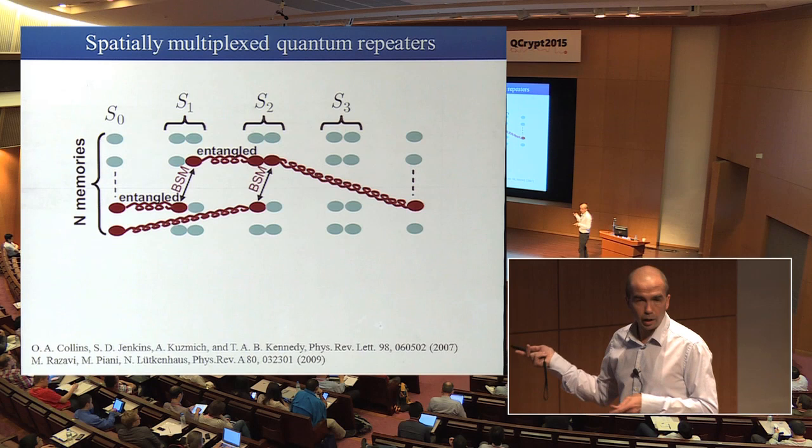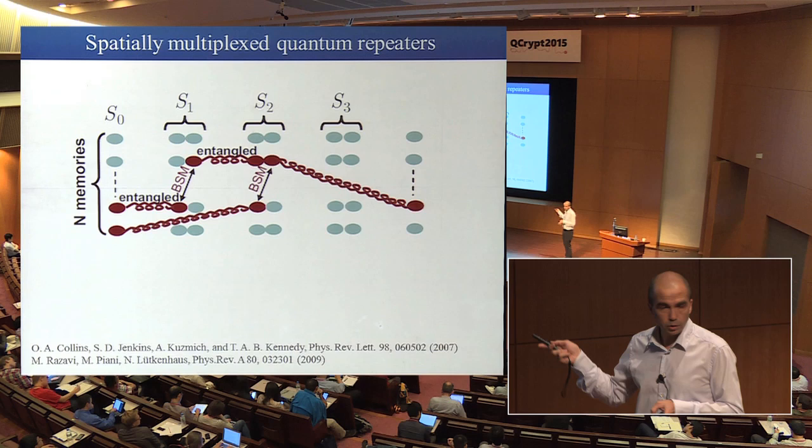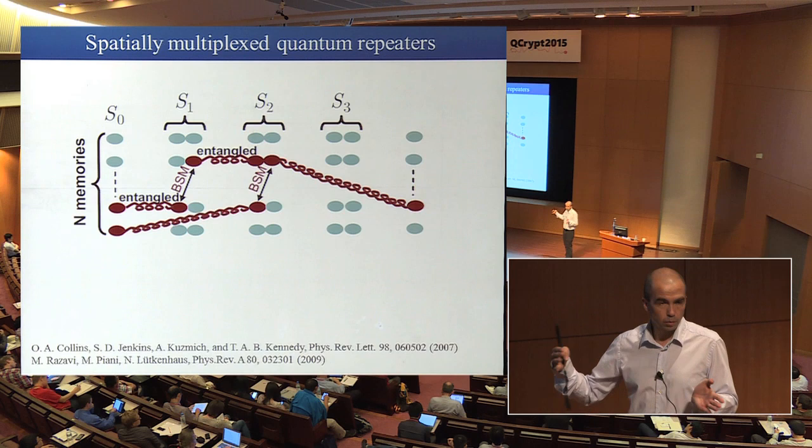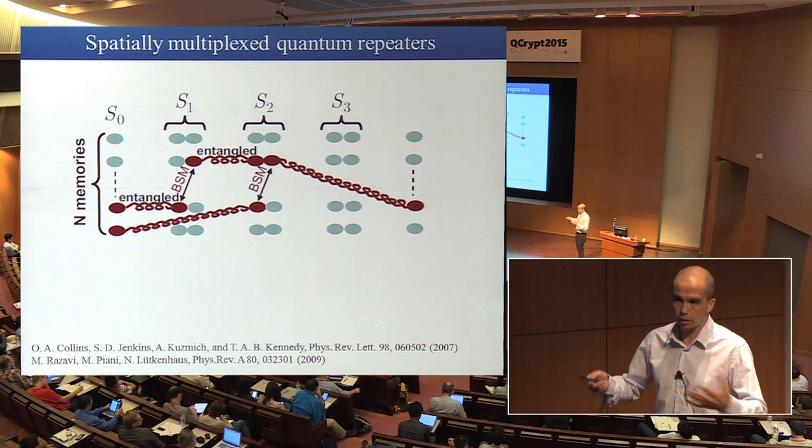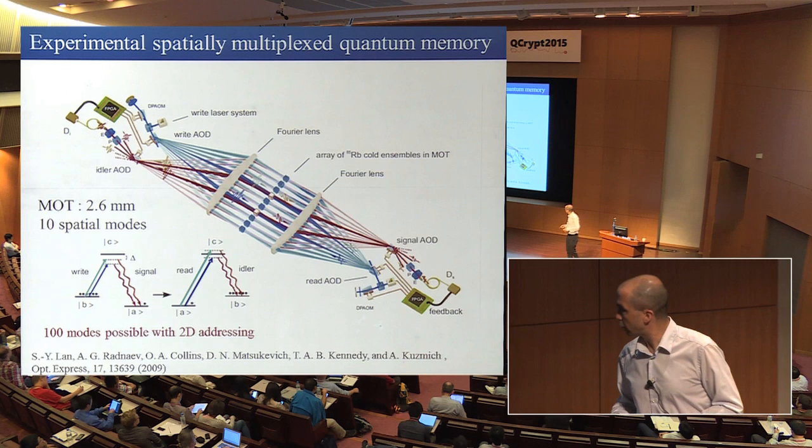And of course, something I have not mentioned before is that using this, you can decrease the time it takes to distribute a pair. But by the same amount, you can also relax the requirements on the storage time of the quantum memory. So this is actually a very interesting path to go, because you increase the rate, and then you also decrease the storage time of the memory that you need.